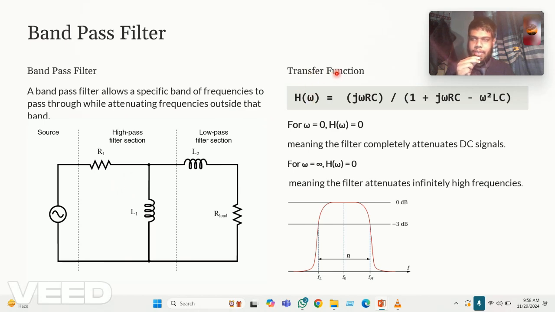The transfer function of band pass filter is j omega RC by 1 plus j omega RC minus omega square LC. When the omega equal to 0, the transfer function is equal to 0. When the omega equal to infinity, the transfer function is equal to 0. Here we can see the graph of band pass filter.